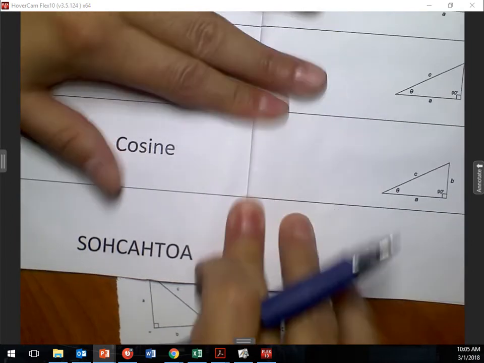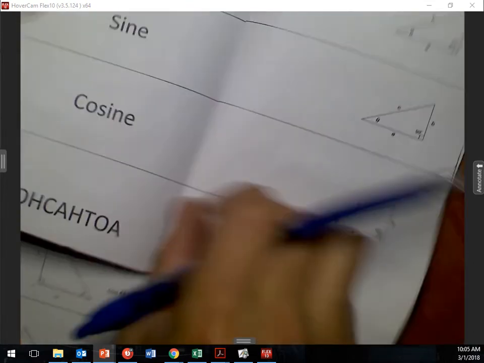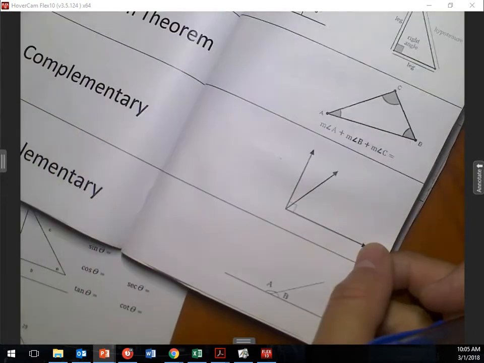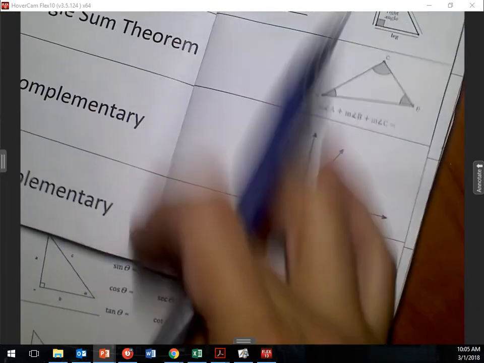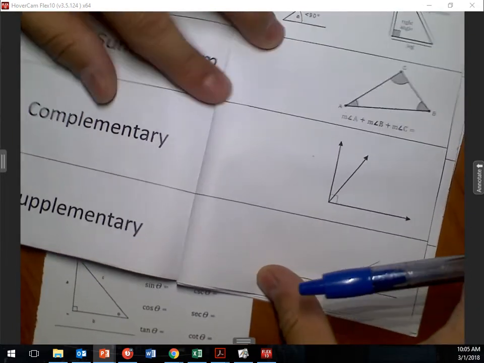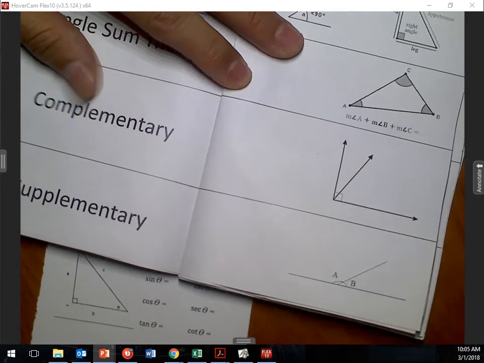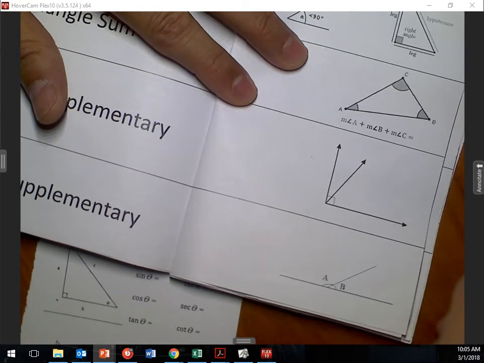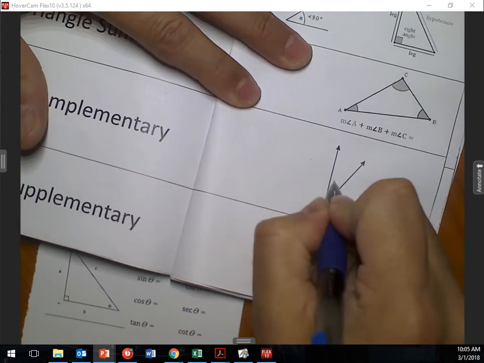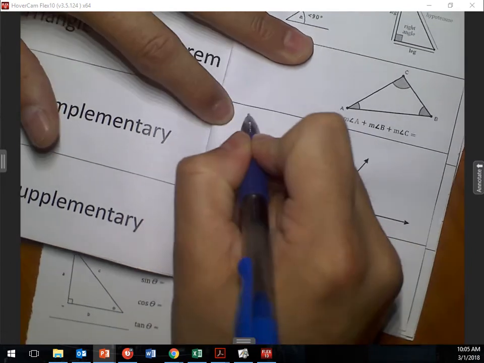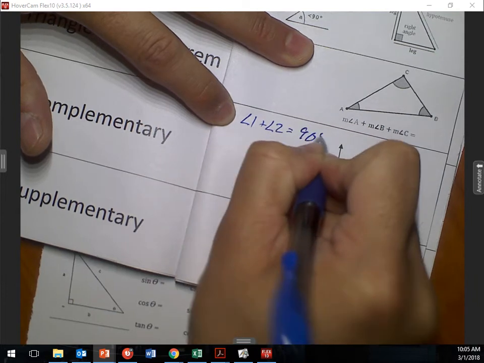In our handy dandy, I'm going to open it up to this page down here. On the bottom, that's where it's starting out. Have you guys been keeping up with this and putting these into your notebook? Probably not, right? Because it's in your black hole of a backpack. What do we say complementary does? Adds up to 90, right? If I were to label this, I would say 1 and 2. Angle 1 plus angle 2 equals 90 degrees.